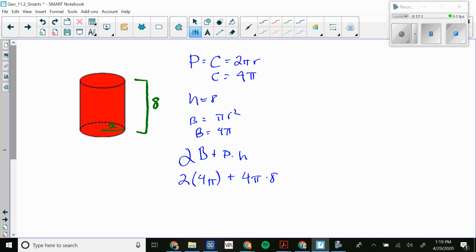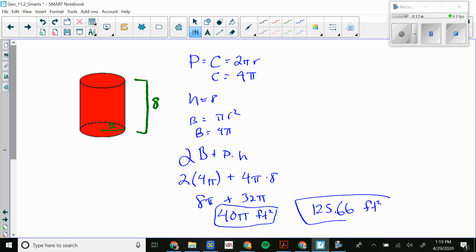So 2 times 4, I bet we can leave this in terms of pi. 2 times 4 is 8 pi. Plus 4 pi times 8. 4 times 8 is 32 pi. 8 pi plus 32 pi is actually 40 pi. And let's say this is in feet, so this would be 40 pi square feet. If you want a decimal, you can do 40 times pi, and that's 125.66 square feet. Okay, and that is how to find the surface area of prisms and cylinders.